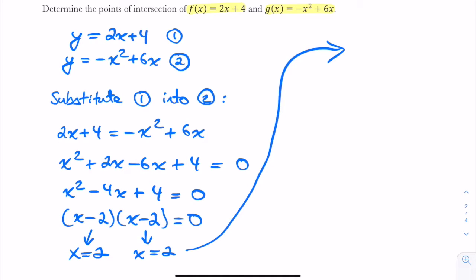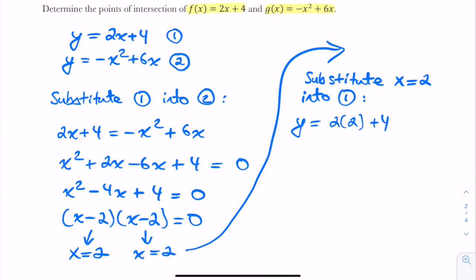You're welcome to substitute it into either equation 1 or equation 2. I'd always recommend substituting it into the easier equation. So in my case, I'm going to substitute it into equation 1 because that's definitely the easier one to work with. Here we go. So y equals 2 multiplied by 2 plus 4. Simplifying this, you're going to get a y value of 8. And therefore, that tells us that the point of intersection of this linear quadratic system is the coordinate (2, 8).